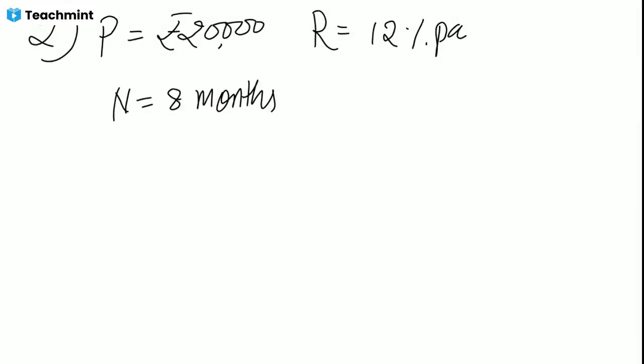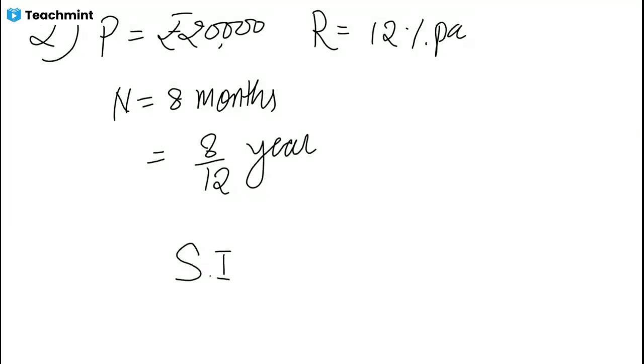First of all, let us convert these months into years by dividing by 12. Got it? Now you need to find SI only, because they are asking to find only interest. Just put these values in the formula, then you can find it. Got it now?